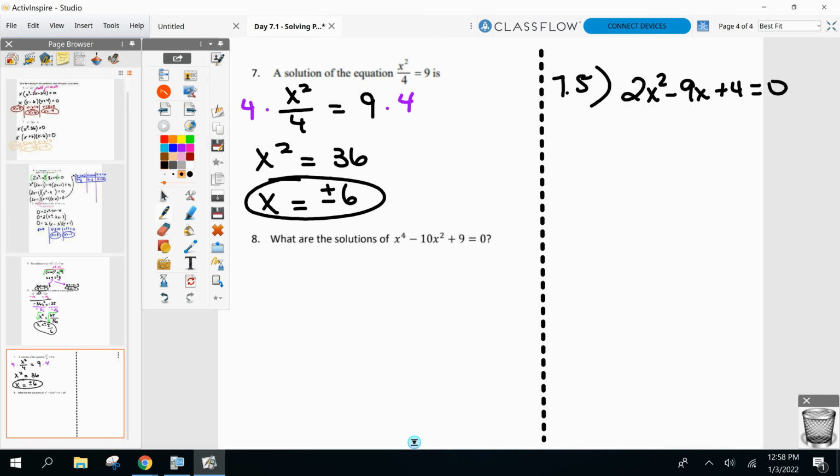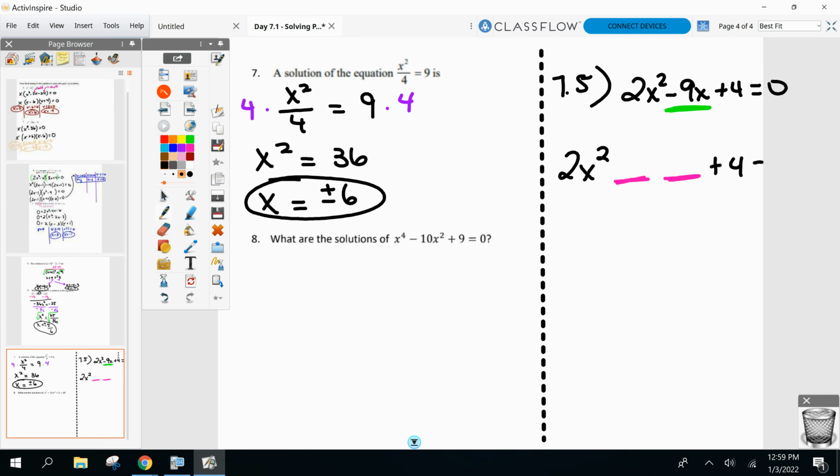You're still going to group, but don't you need 4 terms? We're going to do a little magic. We're going to take this negative 9x and turn it into 2 terms. So we're going to have 2x squared, and we're going to take that negative 9x and break it up into 2 terms.